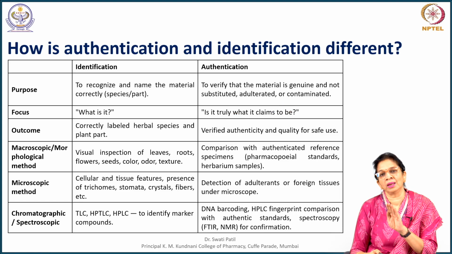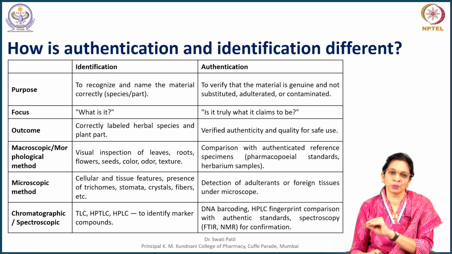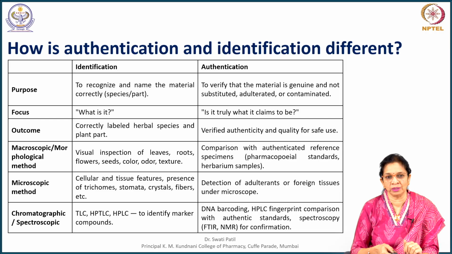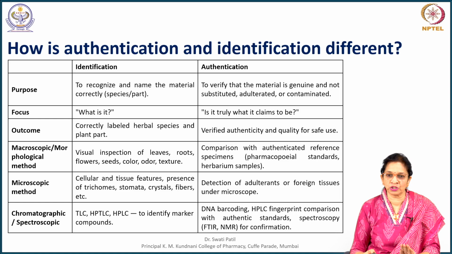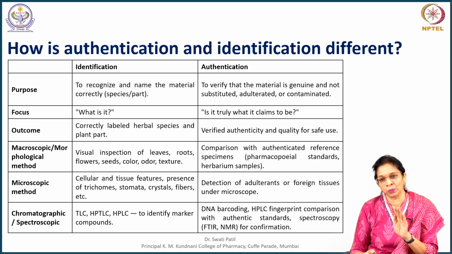We ascertain and positively claim that this herb is so and so by looking at much more than the morphology. The outcome here is, in identification we label the morphological parts. Here it is verified and the quality is ascertained for safe use. In identification, visual inspection is done, whereas in authentication there is a comparison with authenticated reference.